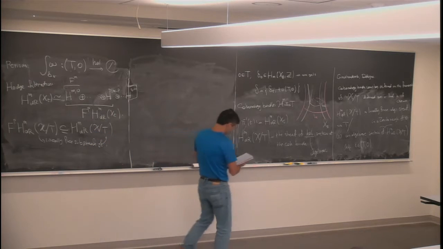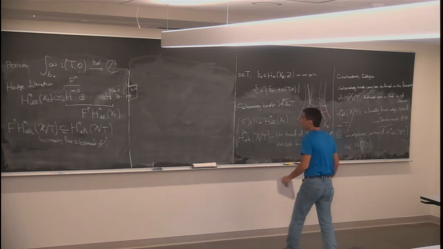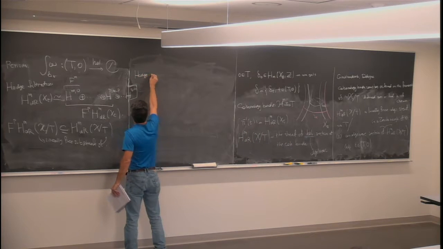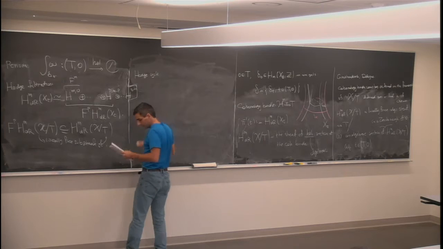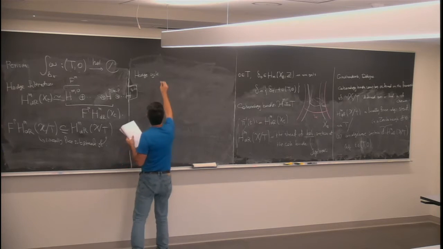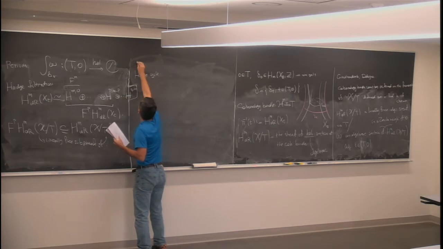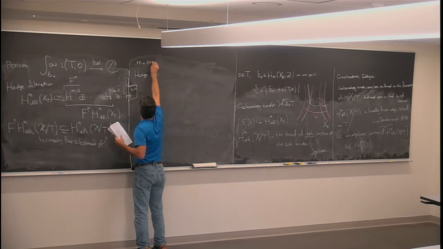Okay, so let's go. Maybe I make the definition of Hodge cycle. This is not the way that people write it, and that's why I have to. So let's say that n is even.